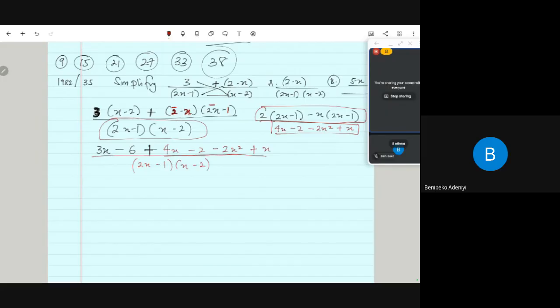So the ones that have x, bring them together. But start with this 2x squared first. So write this minus there because it is the highest power. Minus 2x squared. Now, 3x plus 4x, 7x, plus x, that's 8x. Then minus 6 minus 2, minus 8. Minus 6 minus 2: you are owing 6 naira, you're also owing 2 naira. Altogether, you're owing what? 8 naira. All upon 2x minus 1, then x minus 2. Is this clear?